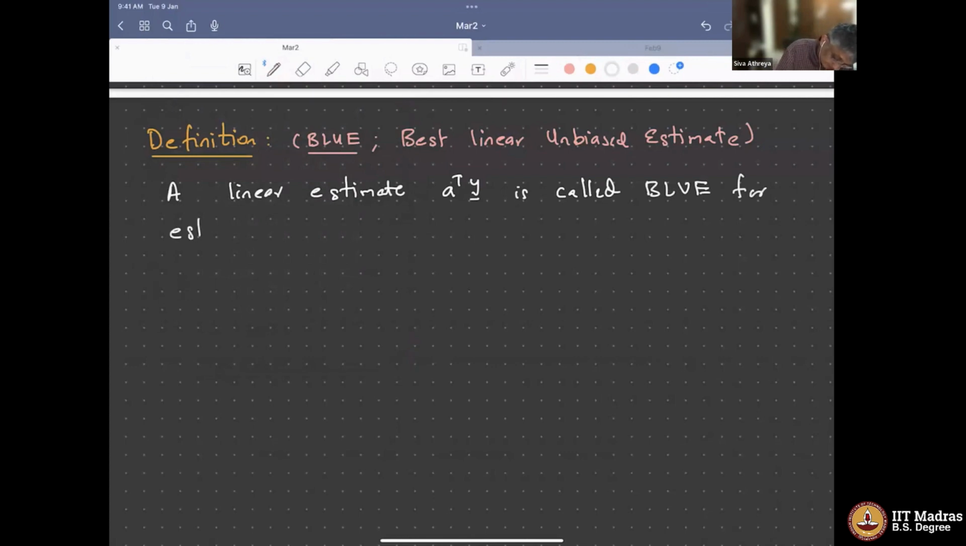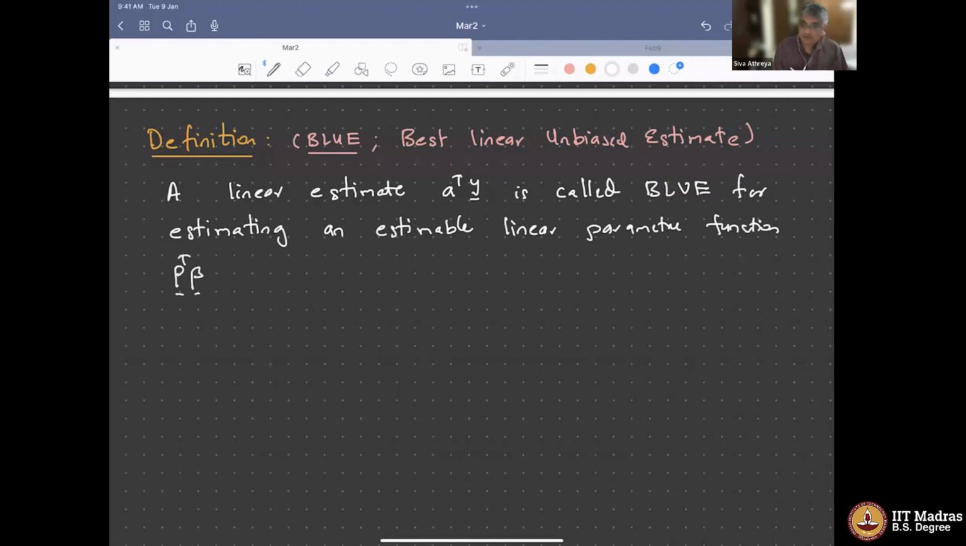for estimating, and I'll be a little bit careful here, an estimable linear parametric function, let's call it P transpose beta, if two things happen.